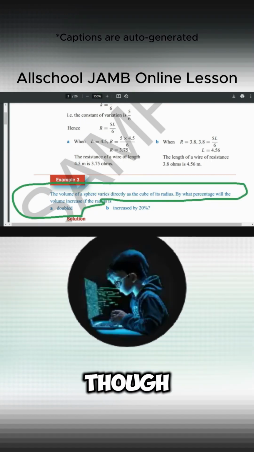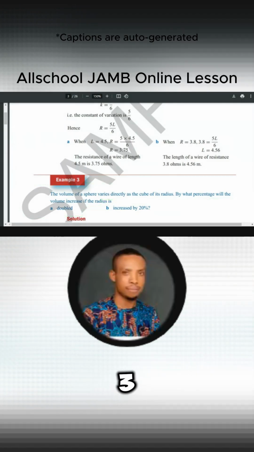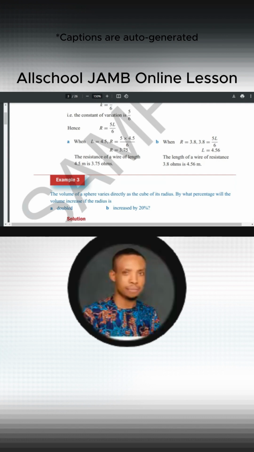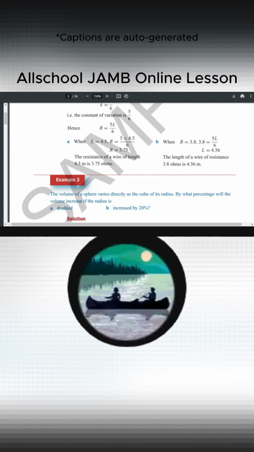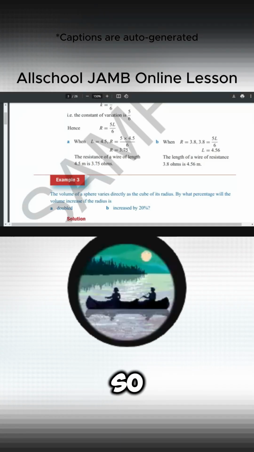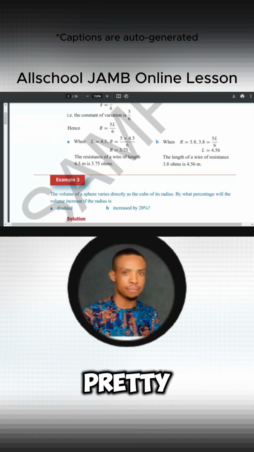We have to be fast too. This is the question, Example 3. Even if we can only solve number 1, at least. Has anybody got any answer, or should we do it together? Let's do it together because I'm pretty confused.